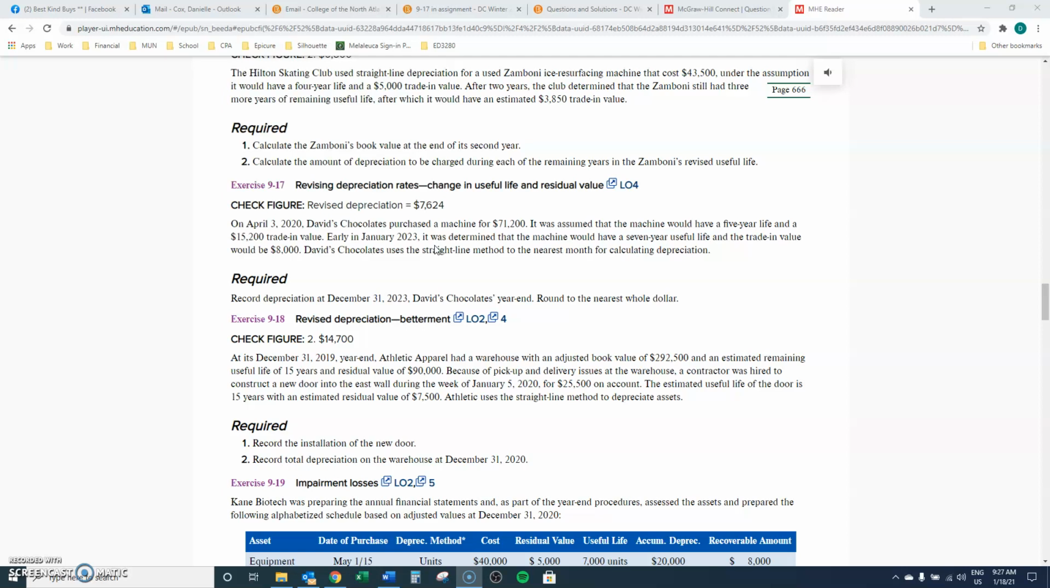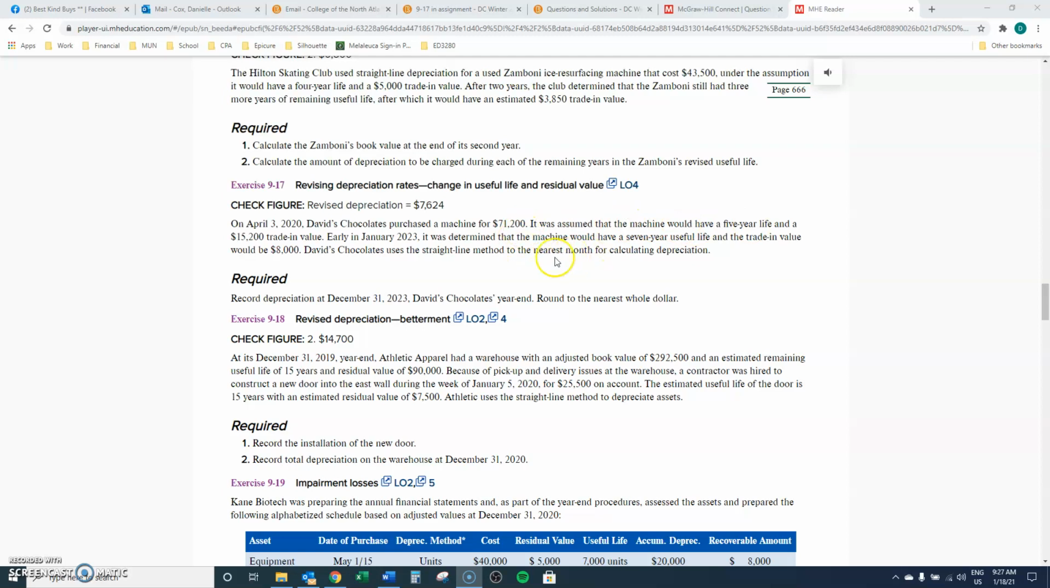And depreciation would have been the cost less the residual value. So in the book, it would have been the cost, $71,200, less the residual value, $15,200, divided by the useful life of 5 years. That would give us $11,200 for depreciation.